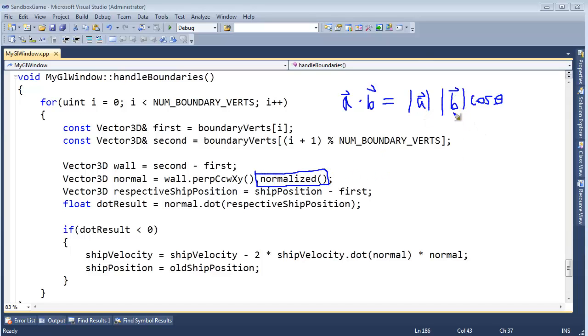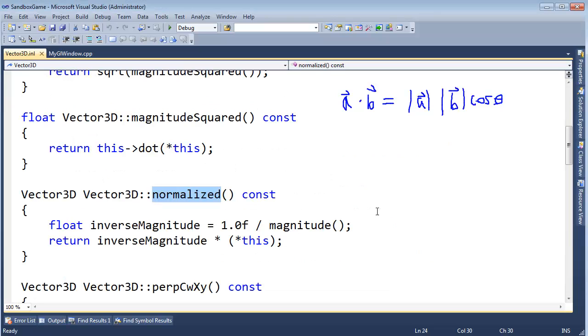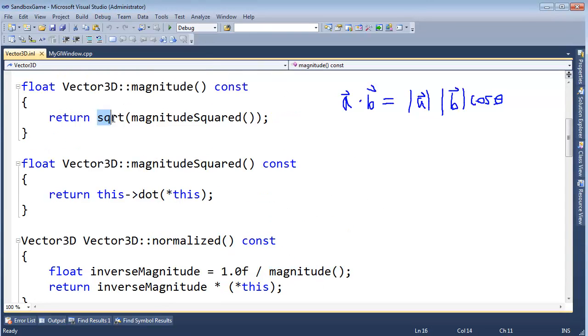When we normalize, that turns one of these into the value 1, which is the same as multiplying by 1, which means we're left with A cosine theta. But what I want to do instead is avoid this normalized call. And if I get rid of this normalized call, normalize requires the square root. I'll click on this and F12.